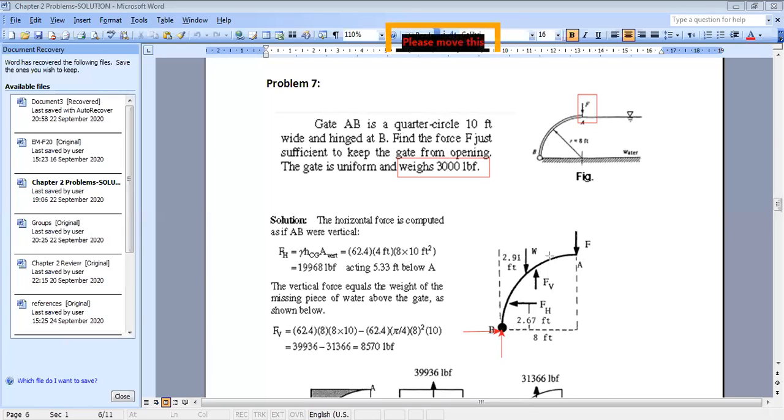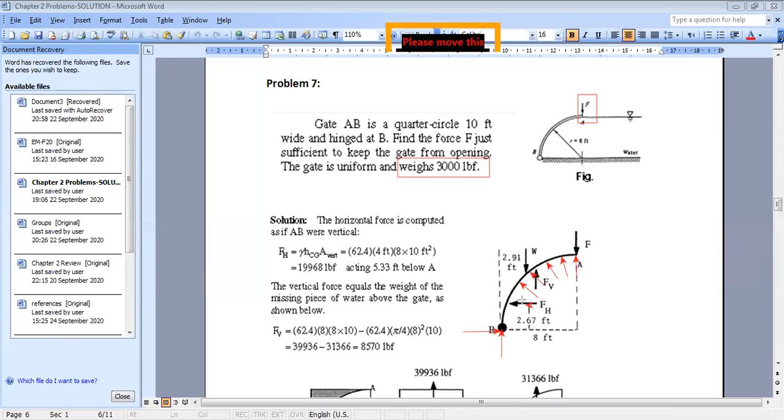And we have also the action of water on the gate. This is the most complex force here. How to determine the action of the fluid on the gate? In order to compute F vertical and F horizontal, we should divide it into two components. So we have a total resultant force because here it's a curved surface. The water will act on the curved surface. At each point, the pressure is perpendicular to the surface, but when we do the summation, we can come up with one result.